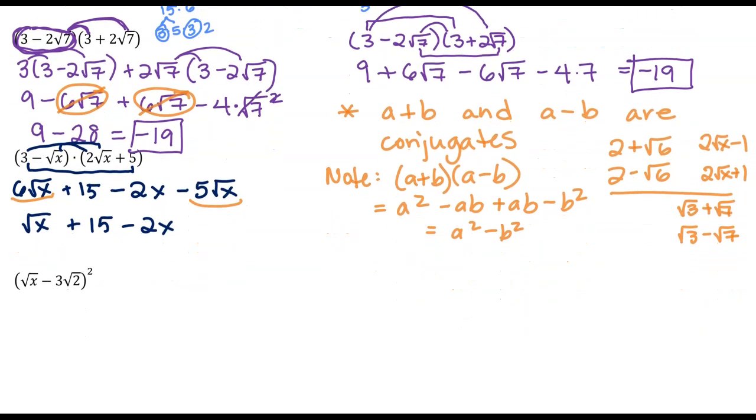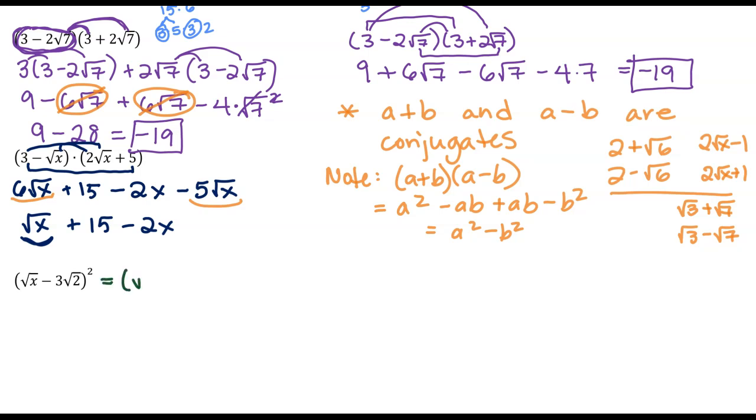Okay, just one more of these. And again, make sure you check and see, is there anything I can extract out of roots as a last step? You won't see a ton of that with the multiplying, but I think you will see some of it. So last but not least, root x minus 3 root 2, squared.